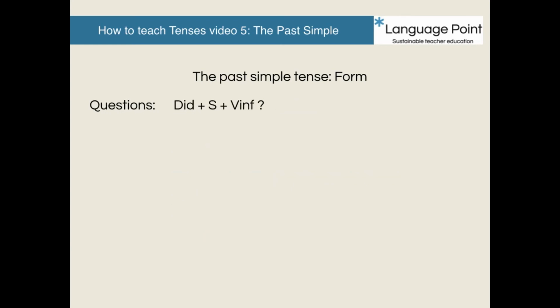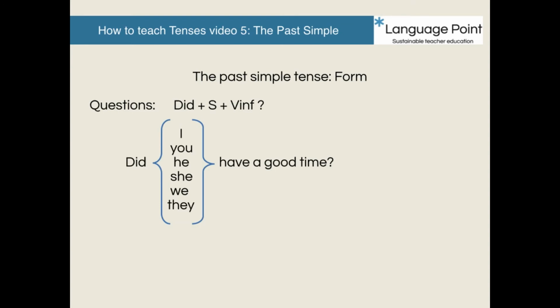And then in question forms, we use again the past do auxiliary, which is did, and we use the subject after the auxiliary, as with all of the simple tenses, and then an infinitive verb. For example, did I do something? Did you do something? Did he do something? All of the different persons, all the different pronouns take the same auxiliary did.